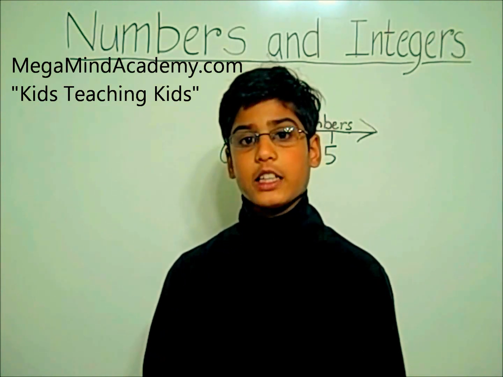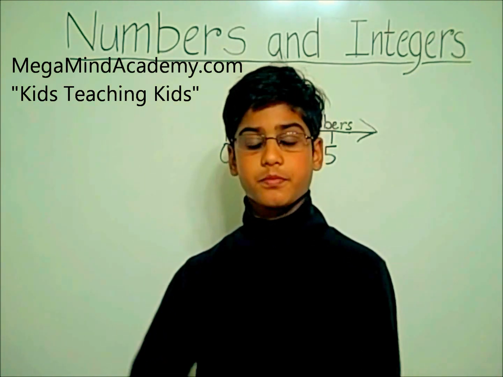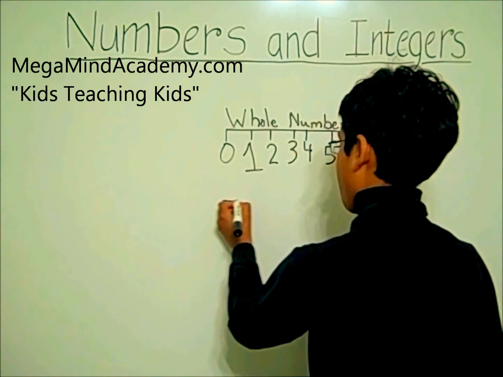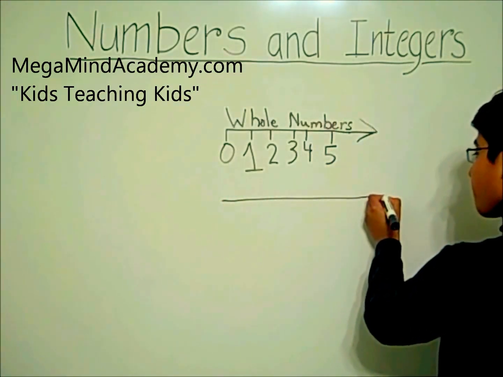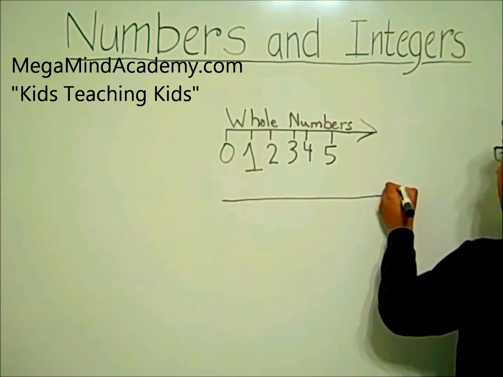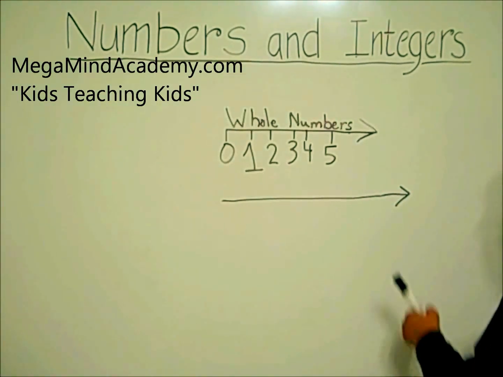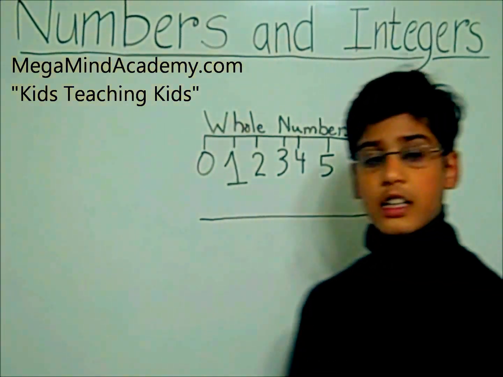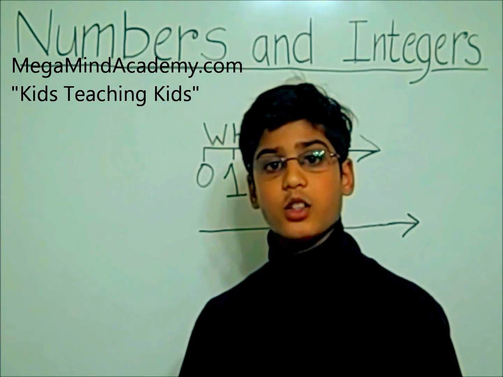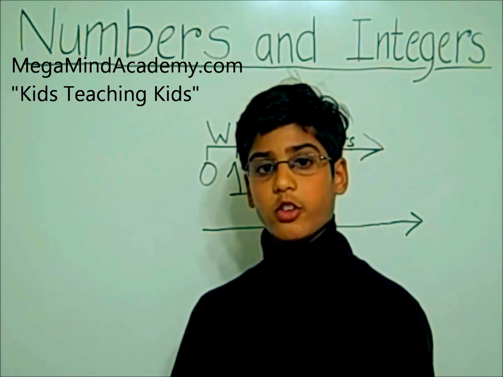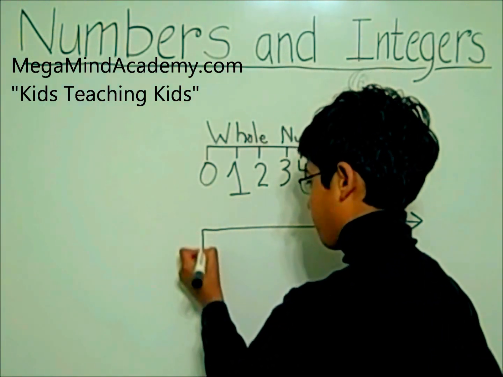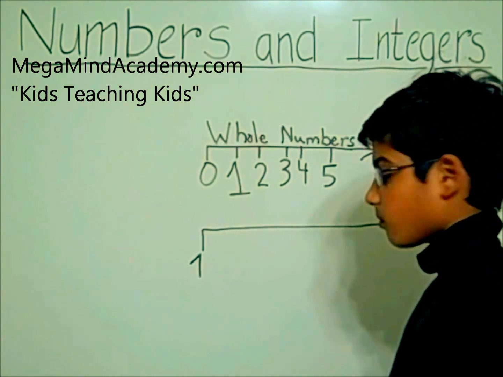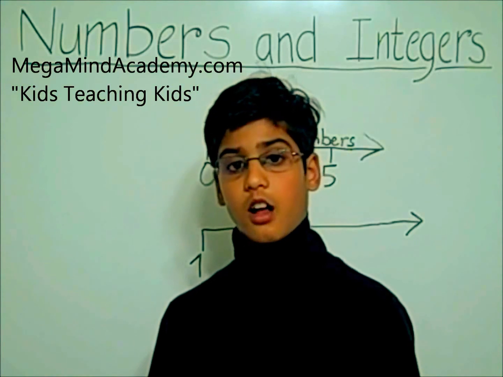Now let's draw a number line that shows counting numbers. The number line looks like this. This is the counting number line. Now we know that counting numbers start with 1. So in the beginning, we're going to put 1. Now let's mark the other numbers on the number line.